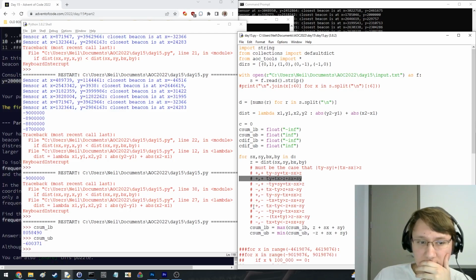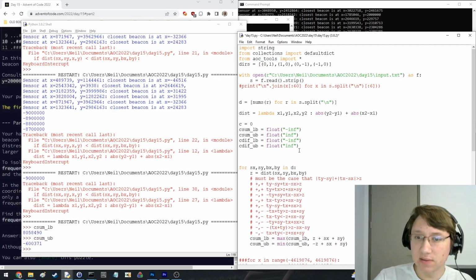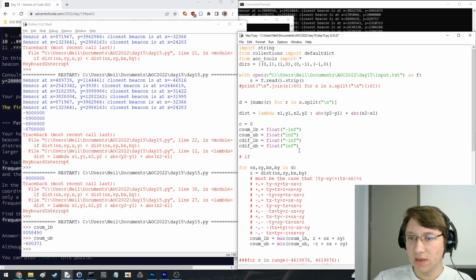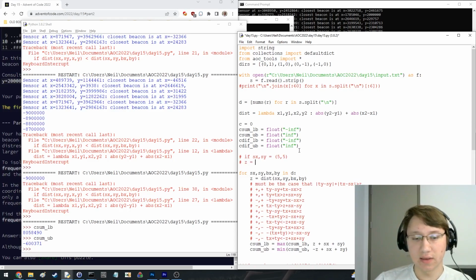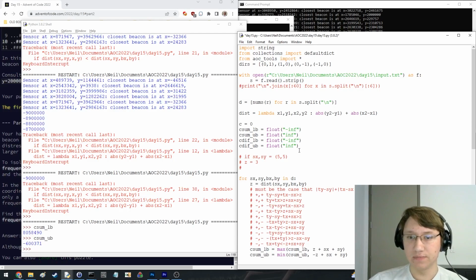Gx plus ty has to be at least. Let me think about this. So, if sx, sy is like 5, 5, and z is like 3, what does this tell us about x plus y? So x plus y is a diagonal where if we add 1 to x, x plus y constant is the diagonal where we add 1 to x and we have to subtract 1 from y.